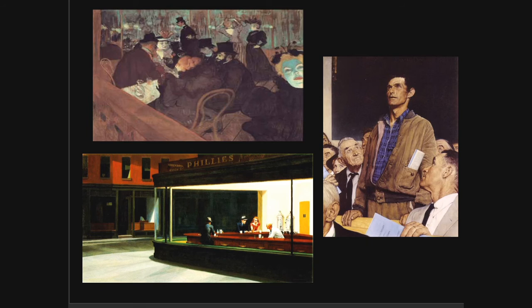So we have Edward Hopper here down in the left-hand corner. Again, we have this visual balance we talked about earlier, but we also have this contrast between the darkness outside and the light being illuminated from inside that building. So we have this sharpness, this contrast.